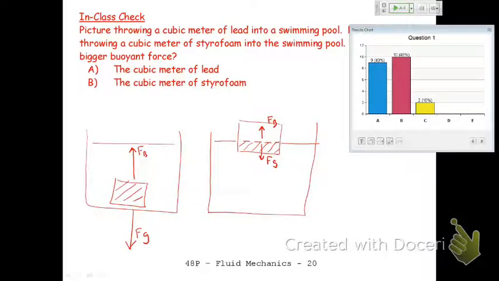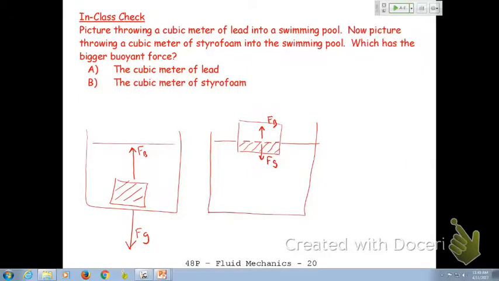So very interesting. So the answer is A, the cubic meter of lead. Which has the bigger buoyancy? Oh, it's the styrofoam that has the bigger buoyancy, but lead has the bigger buoyant force.